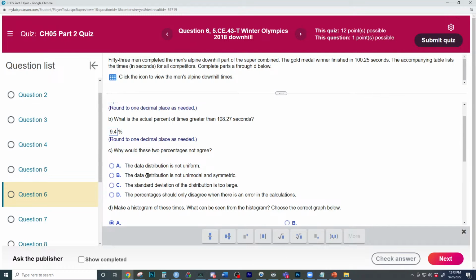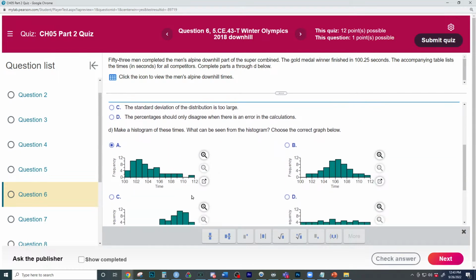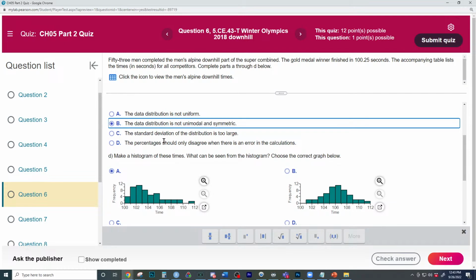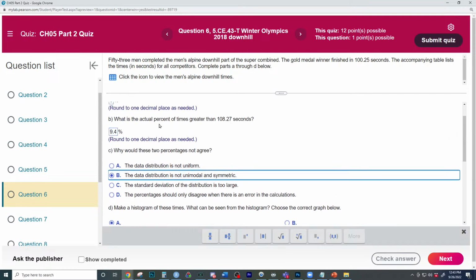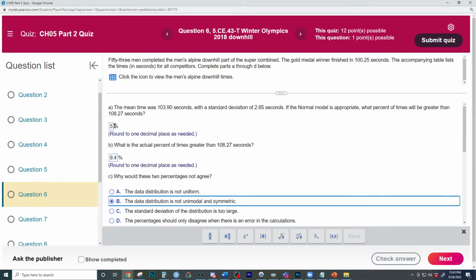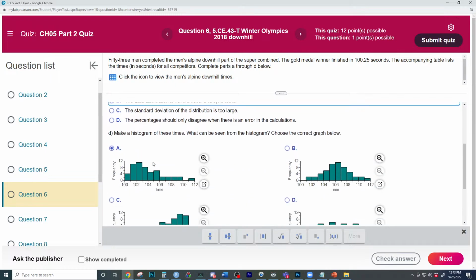The percentages should only agree when the data is unimodal and symmetric. The data is not. They don't agree because the data looks like this. The data doesn't look normal, and the two percentages should agree more if the data is more normal. This should be about 5, maybe 5.8 if it was more normal.